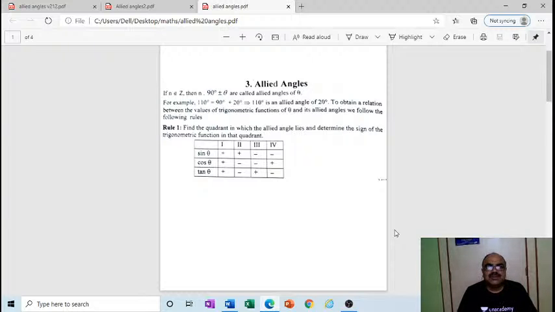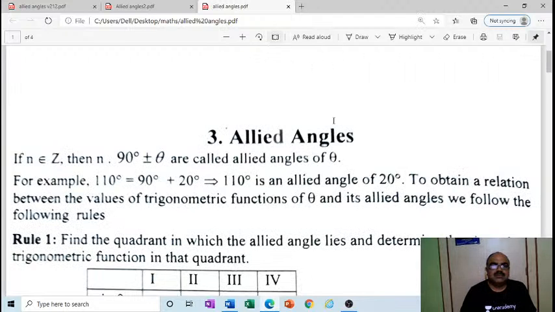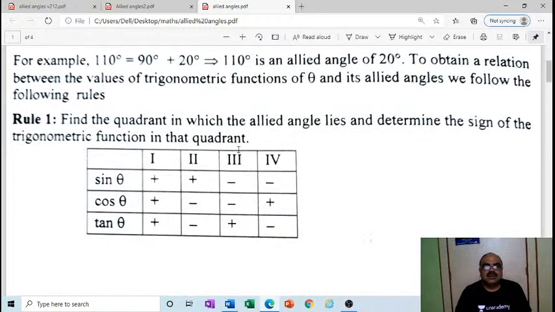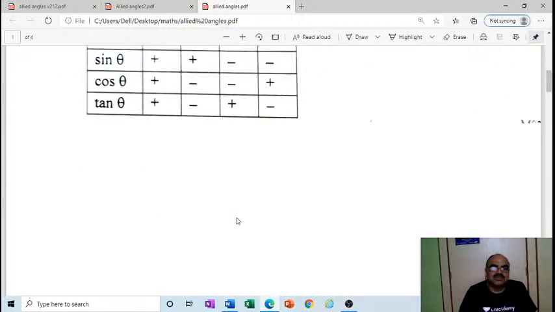To obtain a relation between the values of trigonometric functions of theta and its allied angles, we follow the following rules. Rule 1. Find the quadrant in which the allied angle lies and determine the sign of the trigonometric function in that quadrant. Sin is positive in the first and second quadrant. Cos is positive in the first and fourth quadrant. Tan is positive in the first and third quadrant.